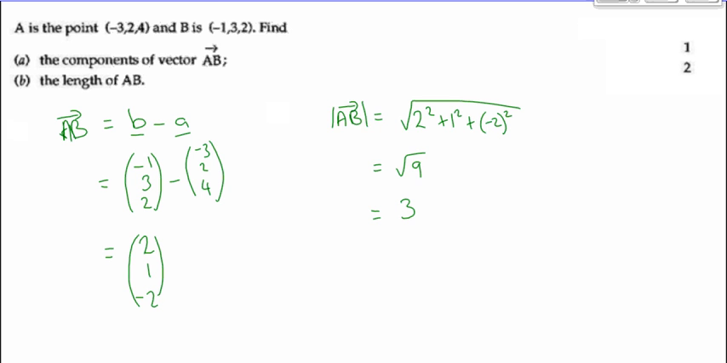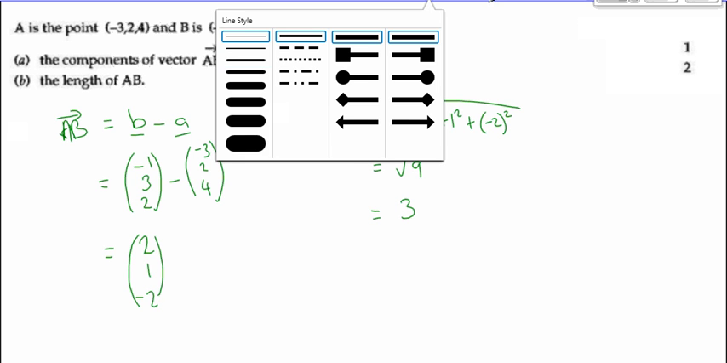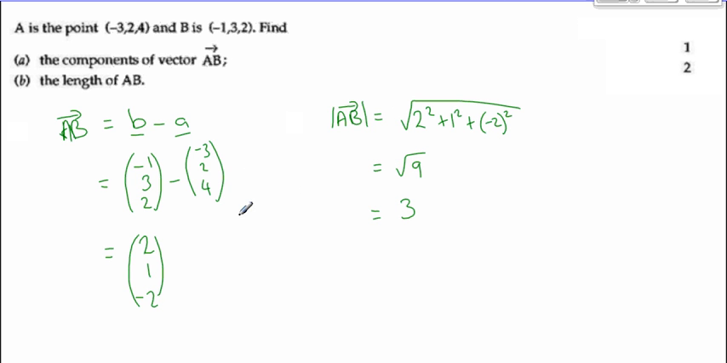Now to look at the marking. The first mark is for getting the vector here, just 1 mark for getting the answer. 1 mark in part B for knowing how to find the magnitude, and then a second mark for completing that calculation.